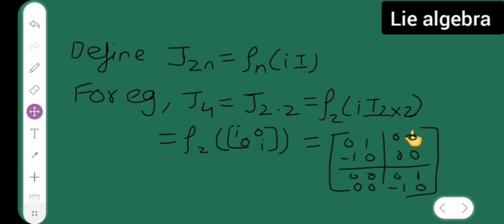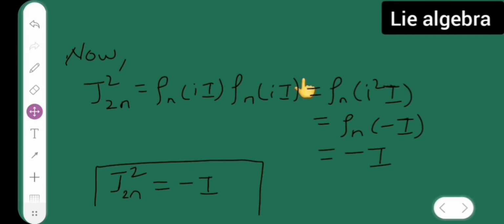So next is my, now J_2n squared is equal to rho_n of I into rho_n of I, which is equal to this. I am going to write it as rho_n is common, I is also common. Now this is I into I, I squared, which is nothing but minus 1. So inside it will be minus I, and rho_n you have to write as it is. Now this is equal to nothing but minus I. So you all have to remember that J_2n squared is equal to minus I. This is very important in the next proposition where I will be proving.